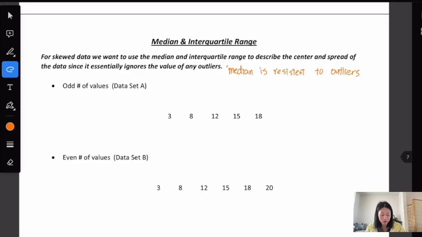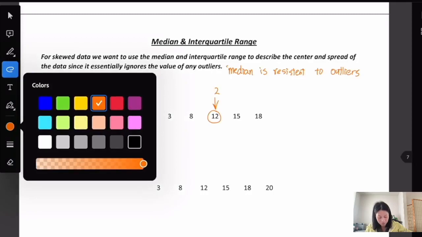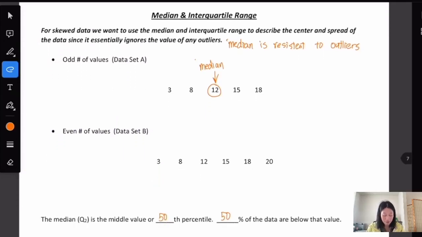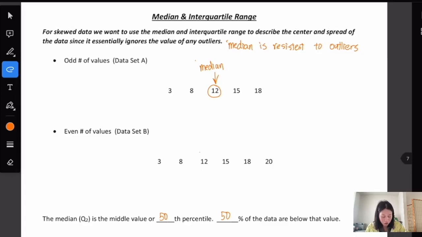And here for our first data set A, the median is going to be the center of the data. In this case, it is 12. This is our median. Sometimes we call it Q2. If you have an even number of values, the median is going to be the average of the center, which in this case, we're taking the average of 12 and 15. So the median is going to be 13.5.